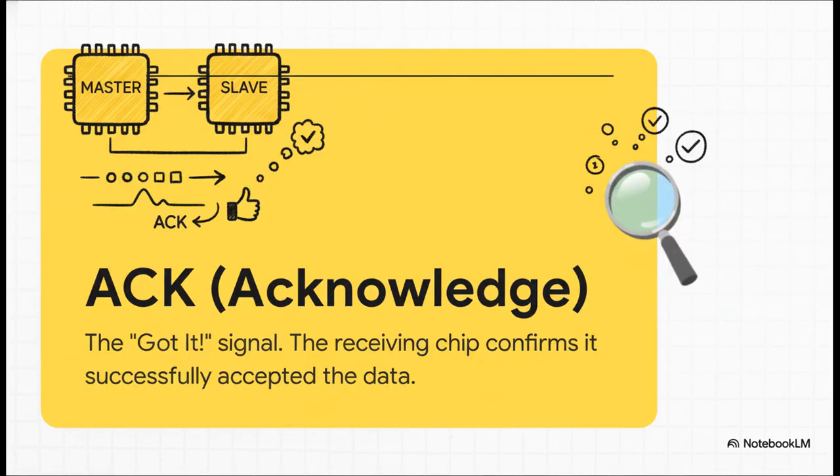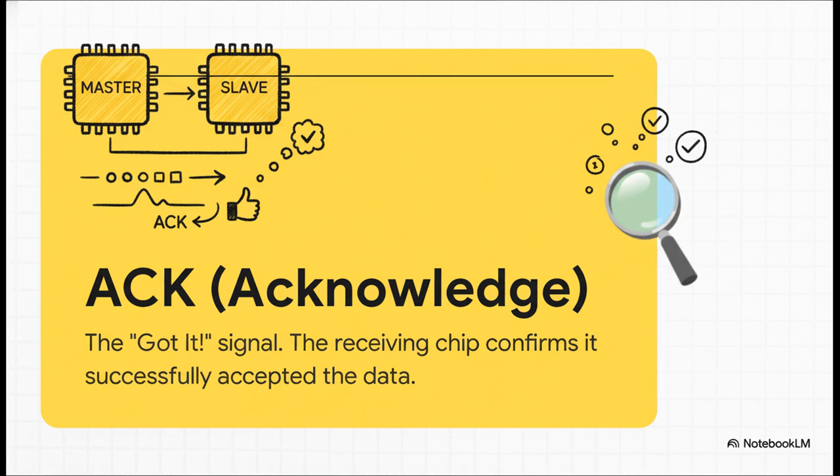Now, after every single byte of data the master sends, the slave has a very important job. It pulls that data line low for just a split second. This is the acknowledge signal, or ACK. It's the slave's way of saying, "Yep, got that byte, I'm ready for the next one."